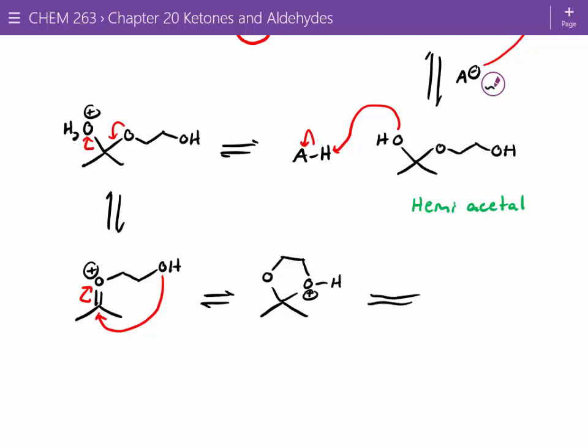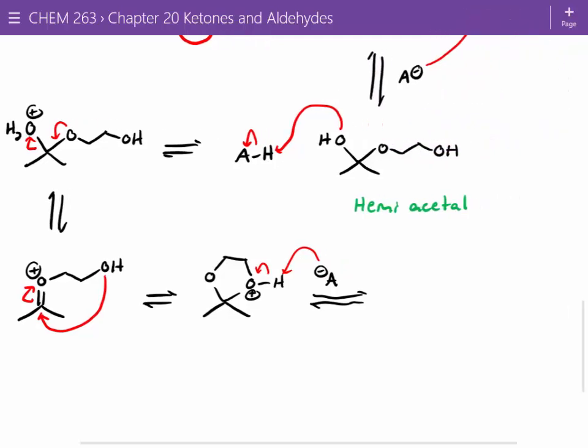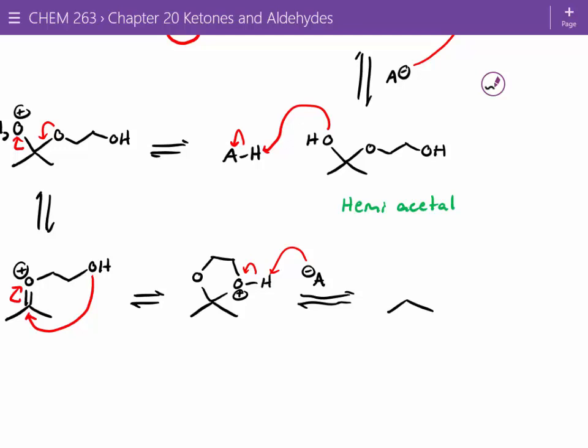And then the last step, we've got our conjugate base, which can come and deprotonate this last ether on here. And we regenerate. Yep, and then you regenerate your catalyst.